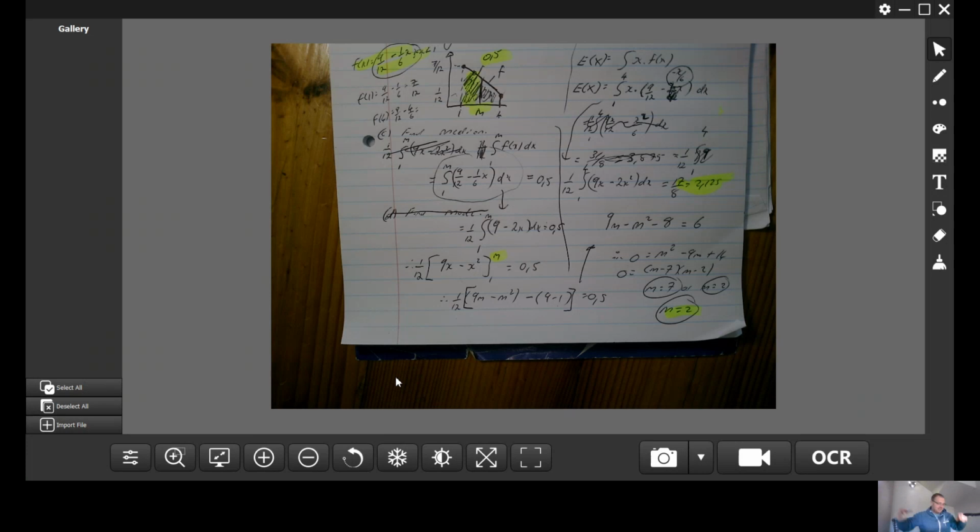Okay. Right. So there's your median. The next question was what? Okay. Go find the mode.